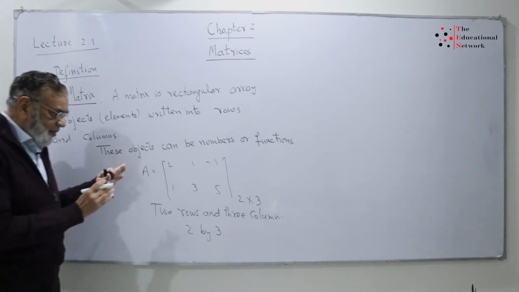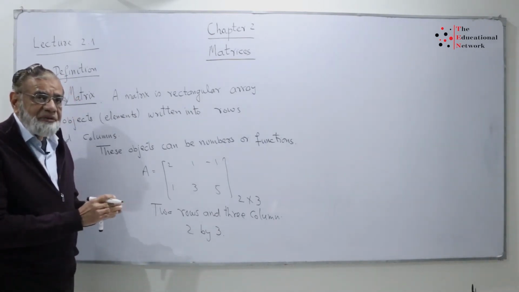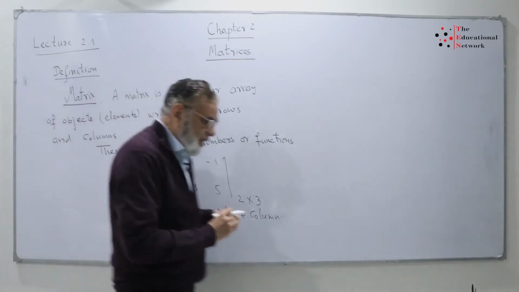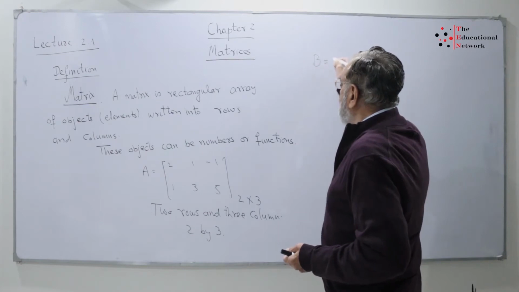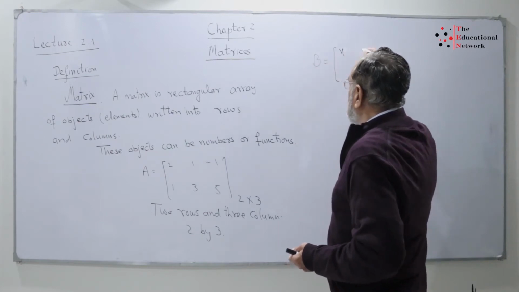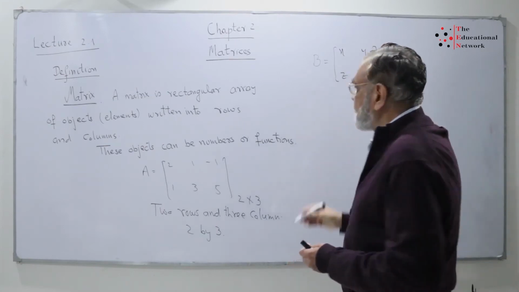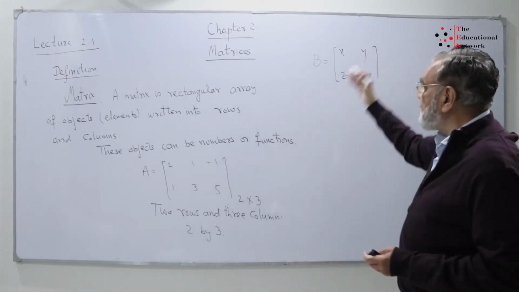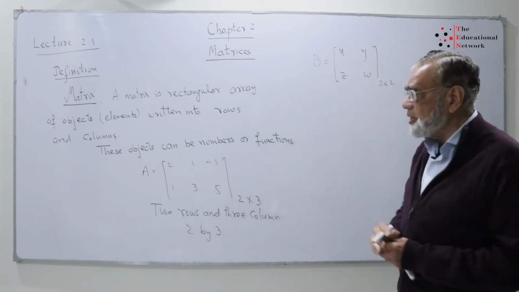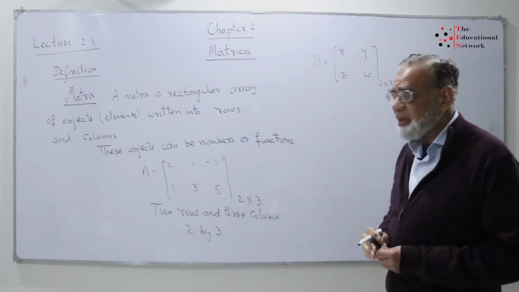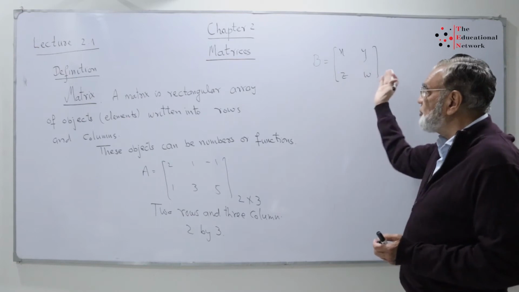Similarly, we can have a matrix with any number of rows and any number of columns. Another example: we take the matrix B. In matrix B, I have x, y, z, and w. These are functions, so this is also a matrix, of size 2 by 2. The entries can be numbers or variables, and we say that these are matrices.